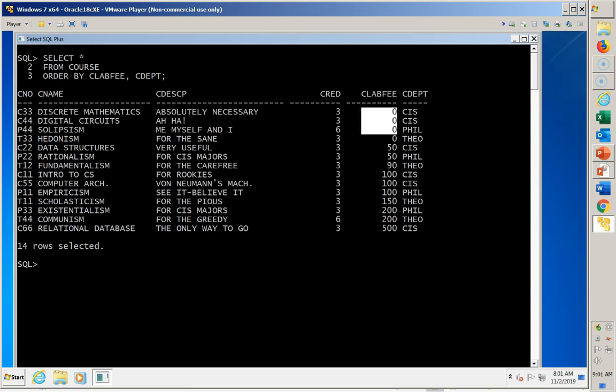Notice that the smallest overall lab fee is 0. When we exclude CIS courses, the smallest lab fee is still 0, but it's held by the two courses that we received as output in our queries. One philosophy department course, one theology department course. What would happen if these two courses had their lab fee values changed? For example, let's update the course table and set the lab fee equal to 1, where the course number is either P44 or T33.